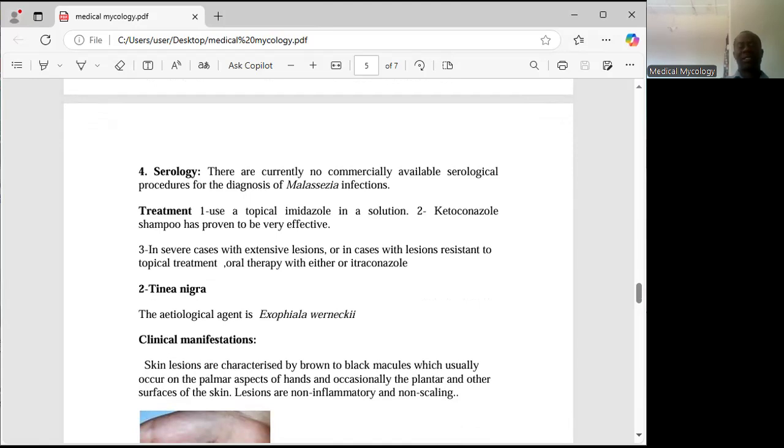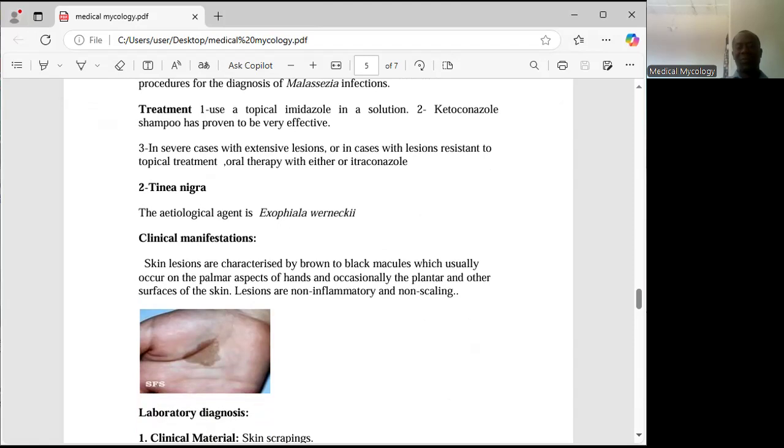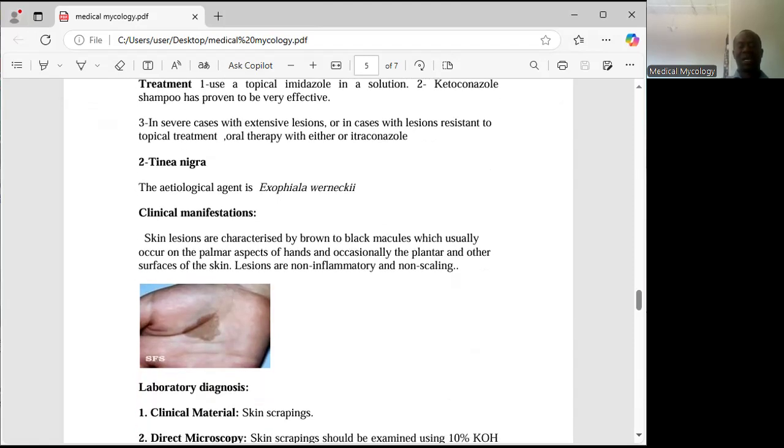The second one is Tinea nigra. The etiological agent is Exophiala werneckii. Now, the skin lesions are characterized by brown to black macules, which usually occur on the palmar aspect of the hand and occasionally the plantar and other surfaces of the skin. The lesions are non-inflammatory and non-scaling.